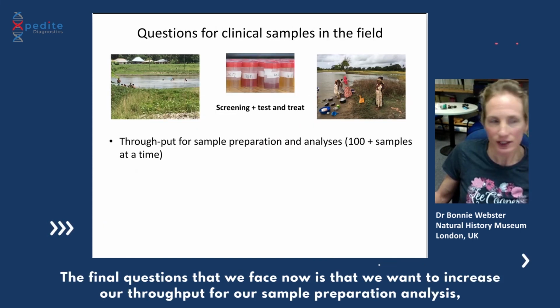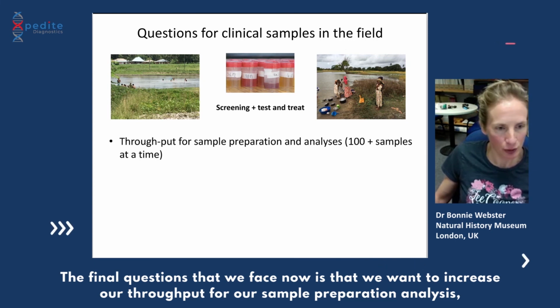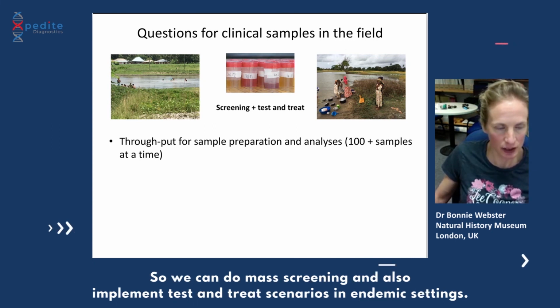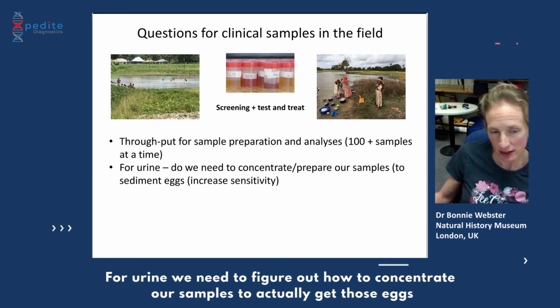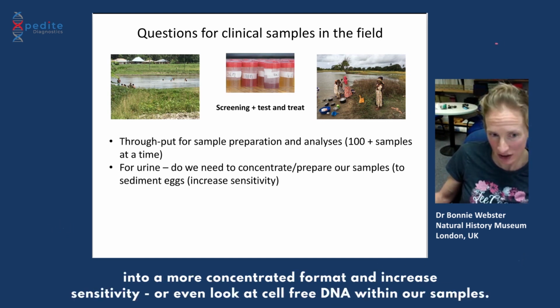So the final questions that we face now is that we really want to increase our throughput for our sample preparation analysis so we can do mass screening and also implement test and treat scenarios in our endemic settings. For urine, we need to figure out if we need to concentrate our samples to actually get those eggs into a more concentrated format and increase sensitivity, or even look at cell-free DNA within our samples.